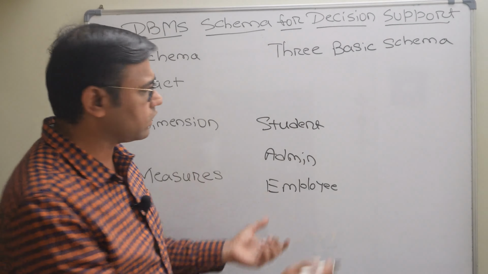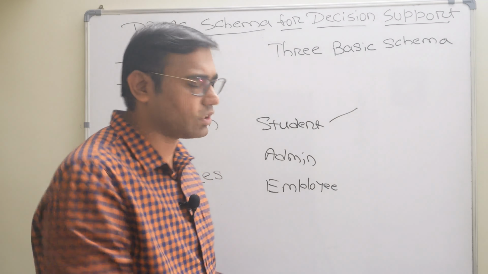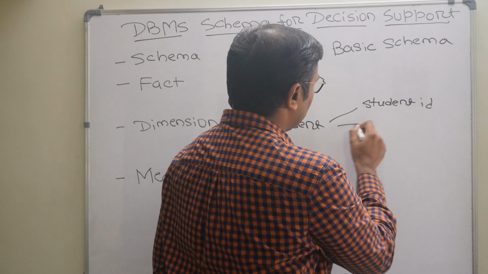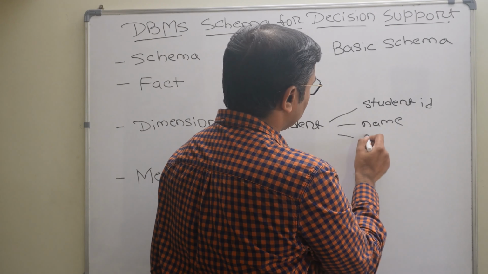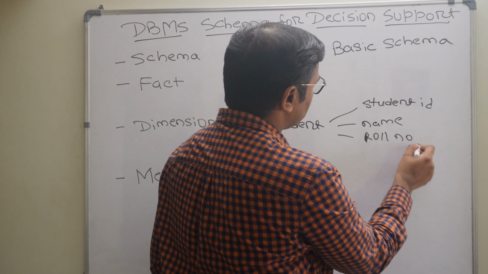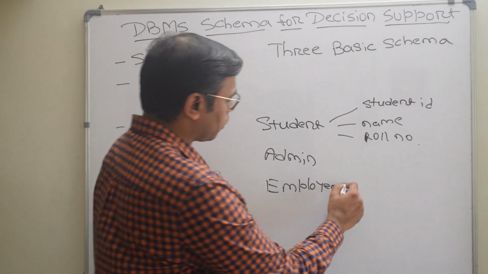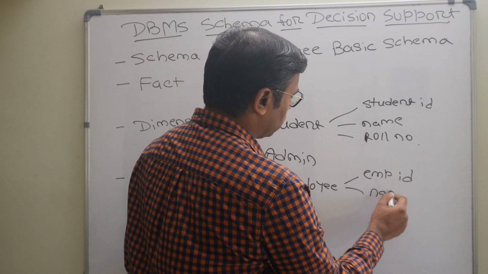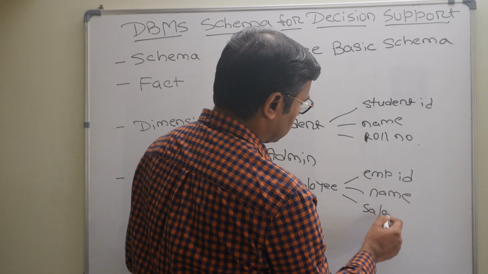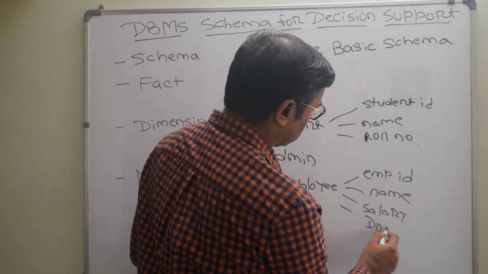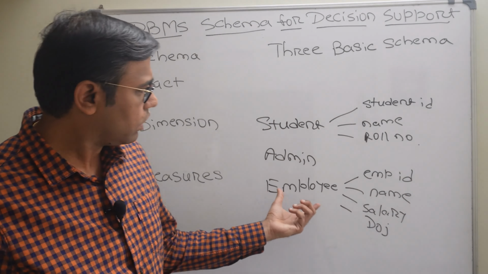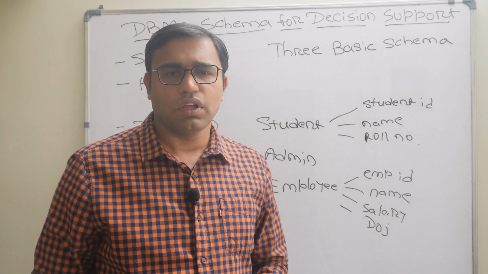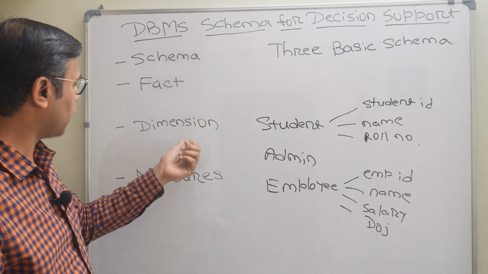Now for student there are various attributes for the student dimension, that is student ID, name, roll number. These are nothing but attributes of that dimension. In the same way, if you talk about employee, then employee ID, employee name, employee salary, then date of joining. These are the various attributes associated with the employee dimension. So what is dimension? It is the alternate name to the table. So in schema we will use fact, we will use dimension, and then measure.